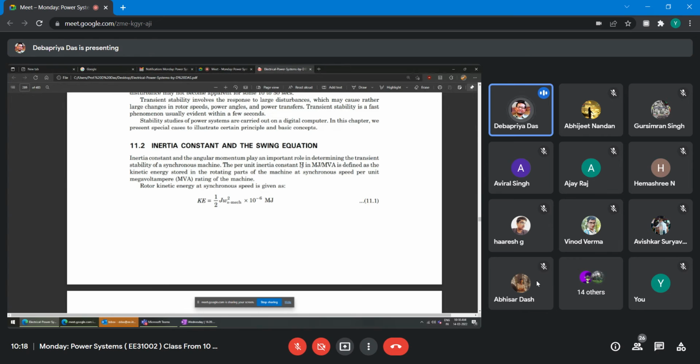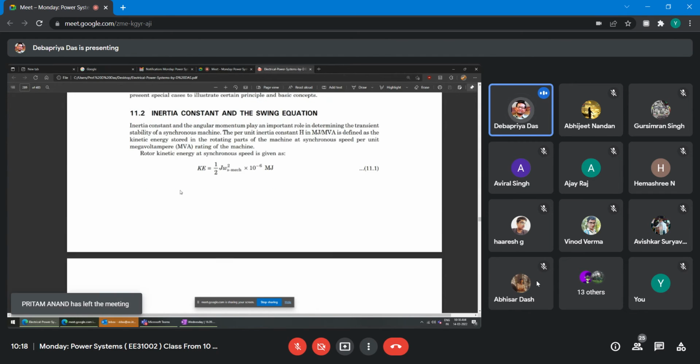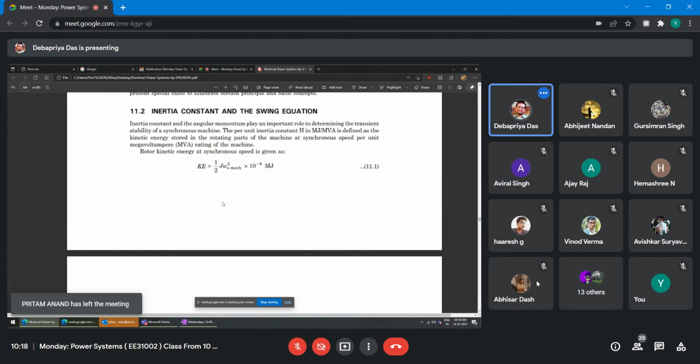So that way we represent in electrical engineering H as the kinetic energy stored in the rotating parts of the machine at synchronous speed per unit MVA rating of the machine. So rotor kinetic energy at synchronous speed. Rotor means generator and turbine together, all of these together because they are coupled together, right?